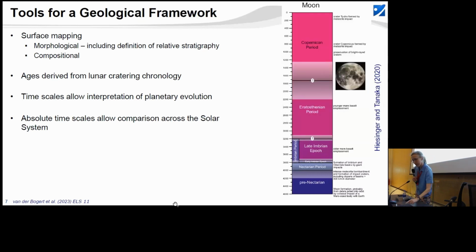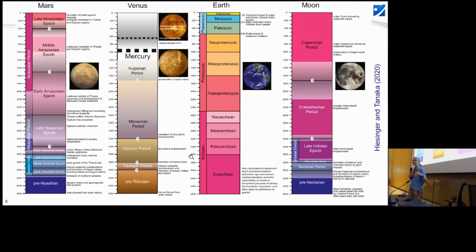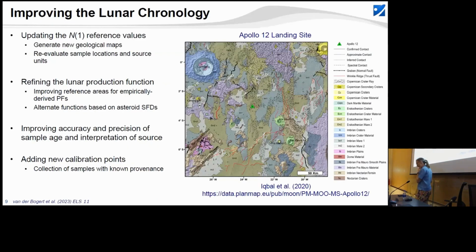Okay, and so I'm just going to recommend, this isn't active anymore, to go and have a look at the Hiesinger-Tanaka planetary timescale paper, because basically then you can spend a lot of time looking at the current ideas of the planetary timescales across the entire solar system. So this is the super big picture that lets us look at the evolution of the solar system over time. So how can we improve this?